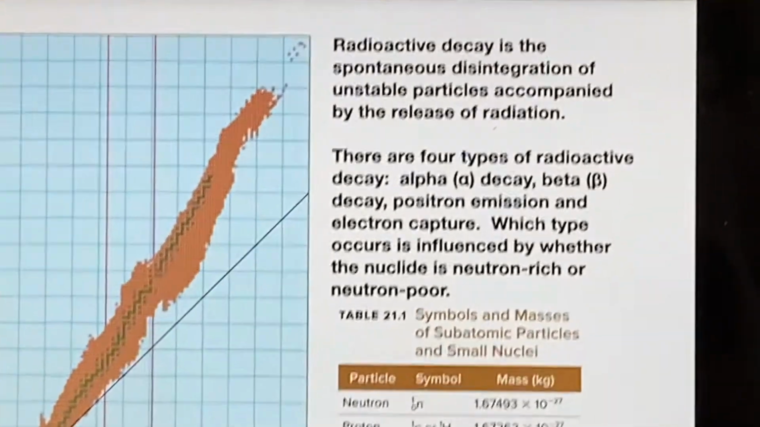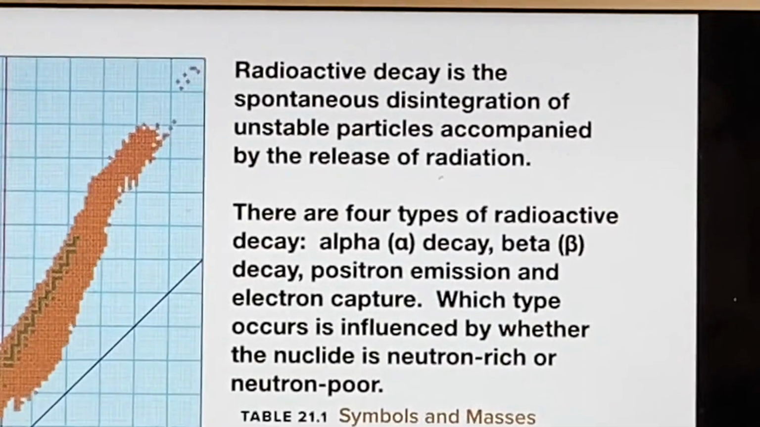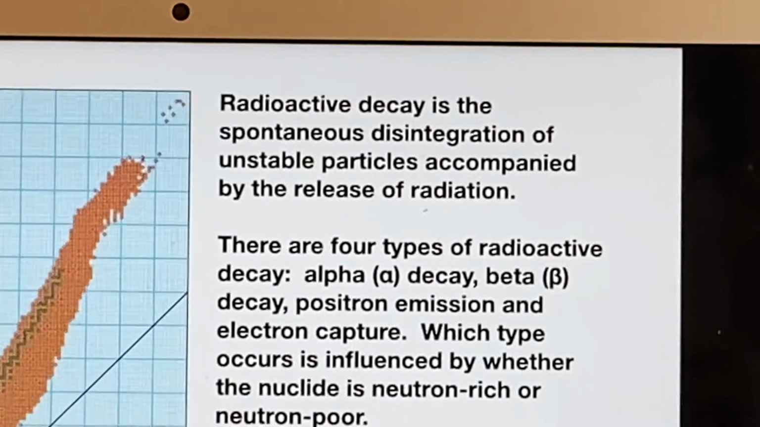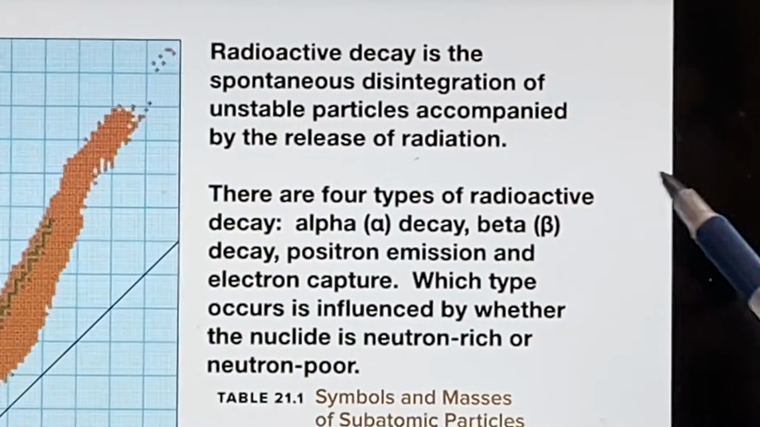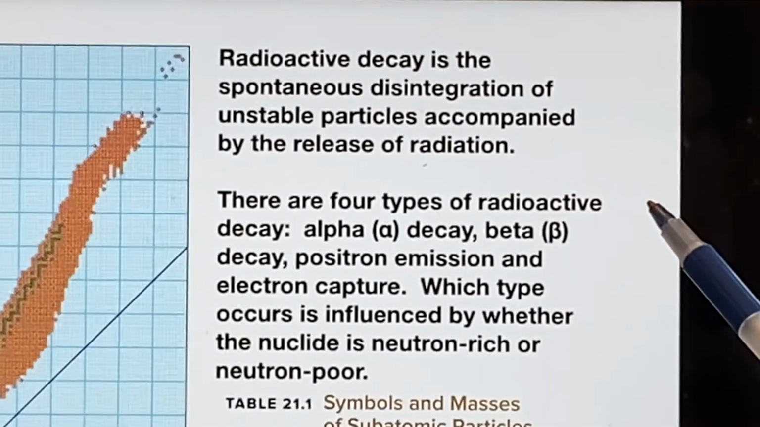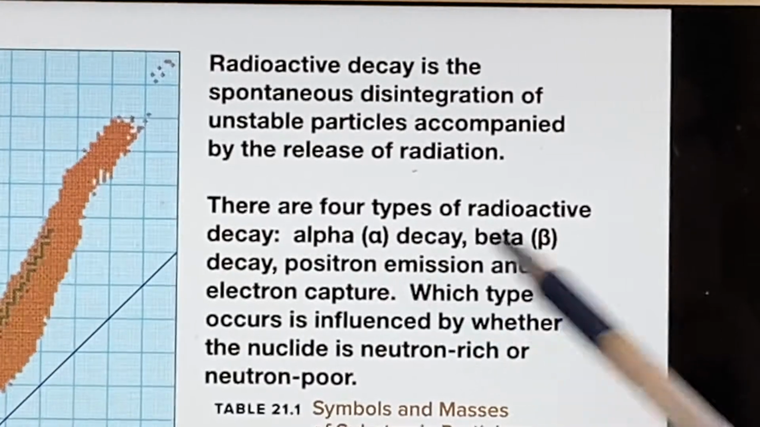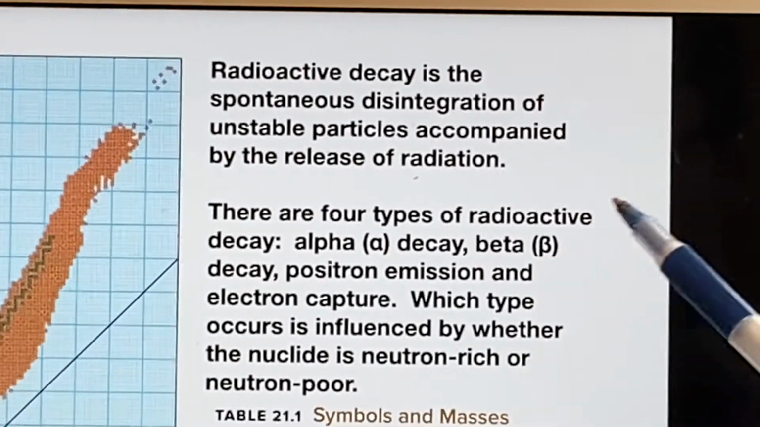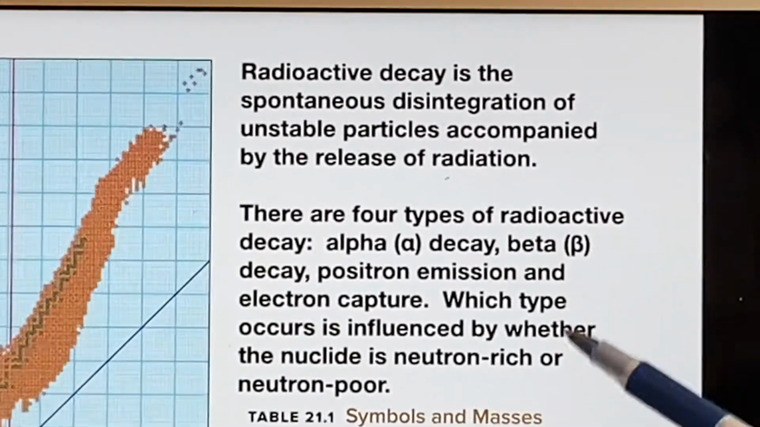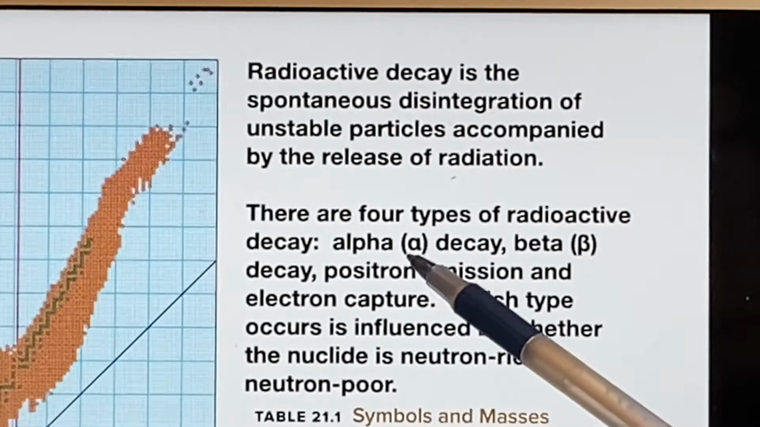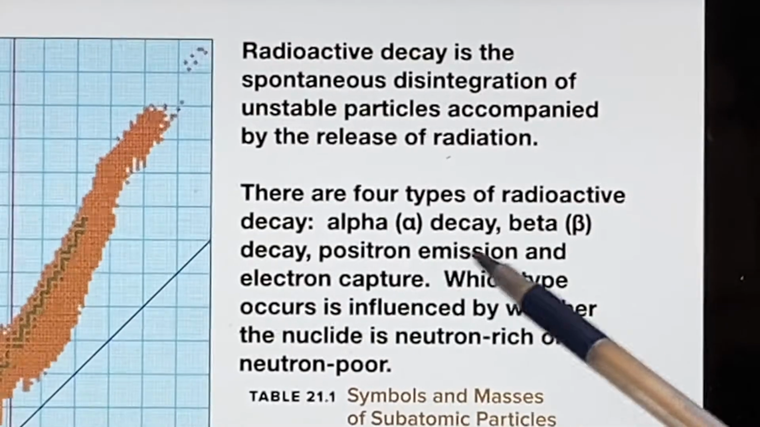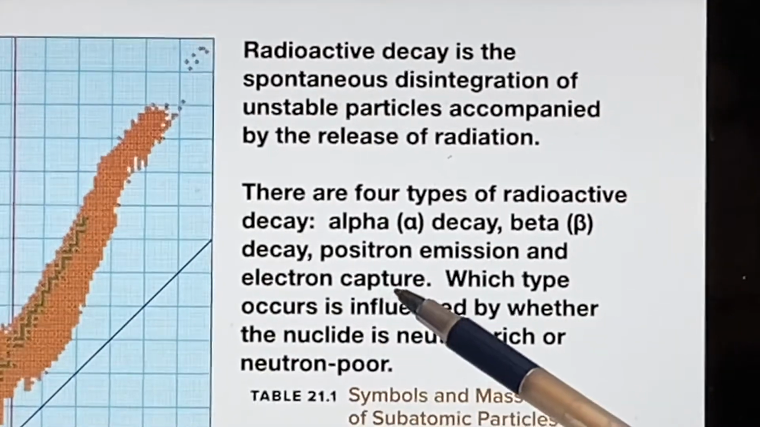And radioactive decay is a spontaneous process, and we say it's accompanied by the release of radiation. We have 4 types of decay. Alpha, beta, those are the two that were discovered first. Gamma is another type of thing that you will hear about as far as the radiation that occurs. But these were named earliest. They got nice Greek letters given to them. Positron emission and electron capture.